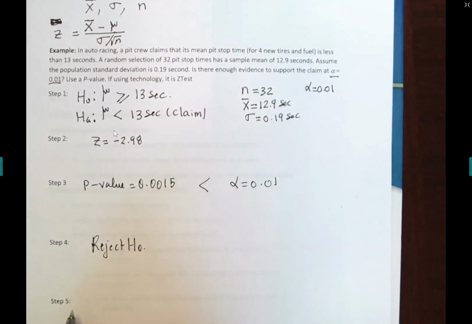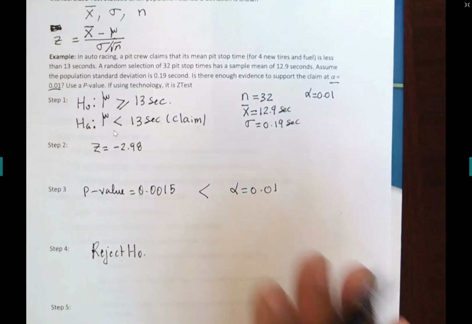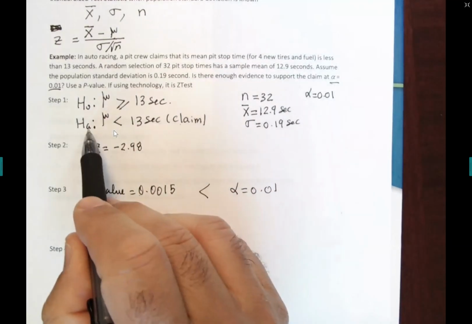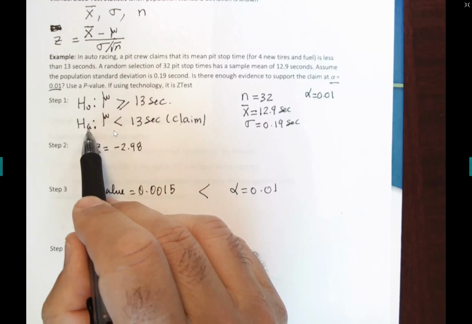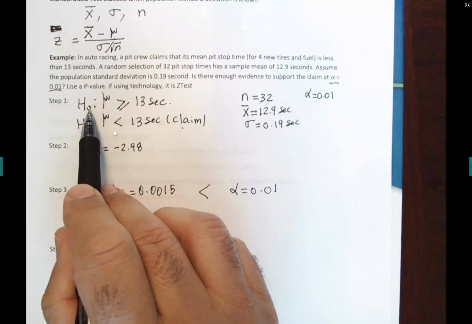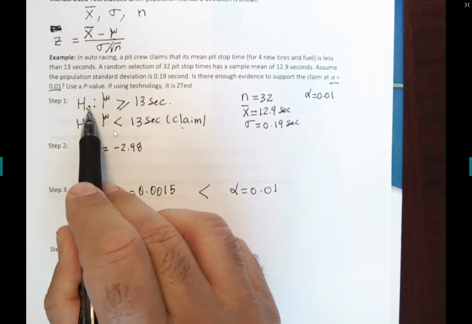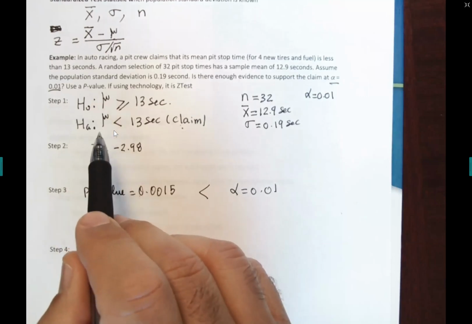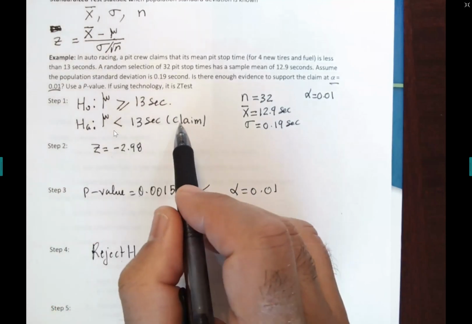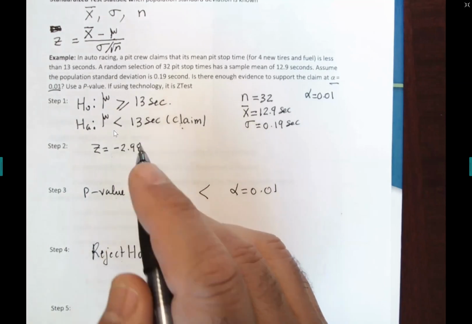Now step 5 is write a conclusion in the context of the claim. Okay, here's how we do it. My claim, listen carefully, guys. My claim is in the alternative, as you can see. And I rejected the null hypothesis. If you reject the null hypothesis, guys, that means you're saying the null hypothesis is no good. Then you are saying that the alternative hypothesis is good. Then you end up supporting the alternative. So if your claim is in the alternative hypothesis and you reject the null hypothesis, you support the claim. And here's how we write it down.